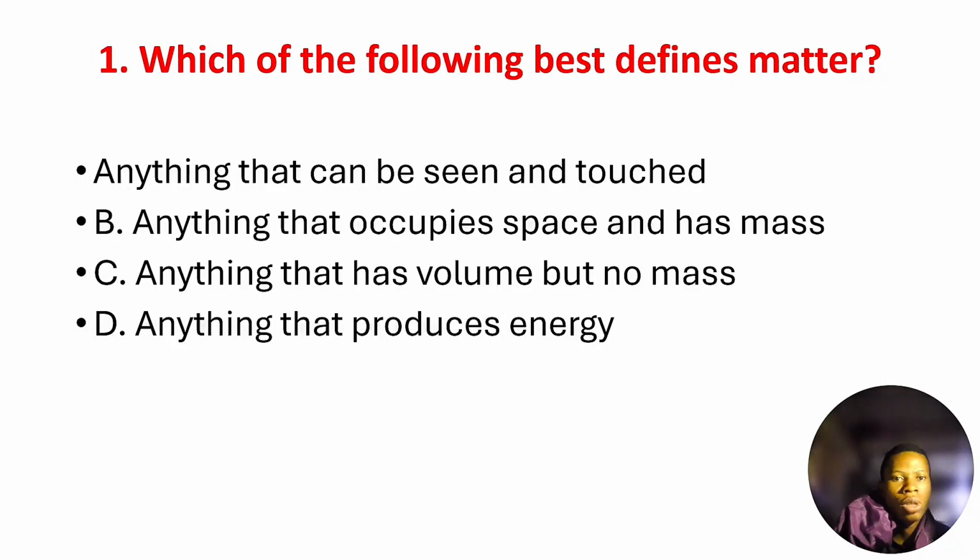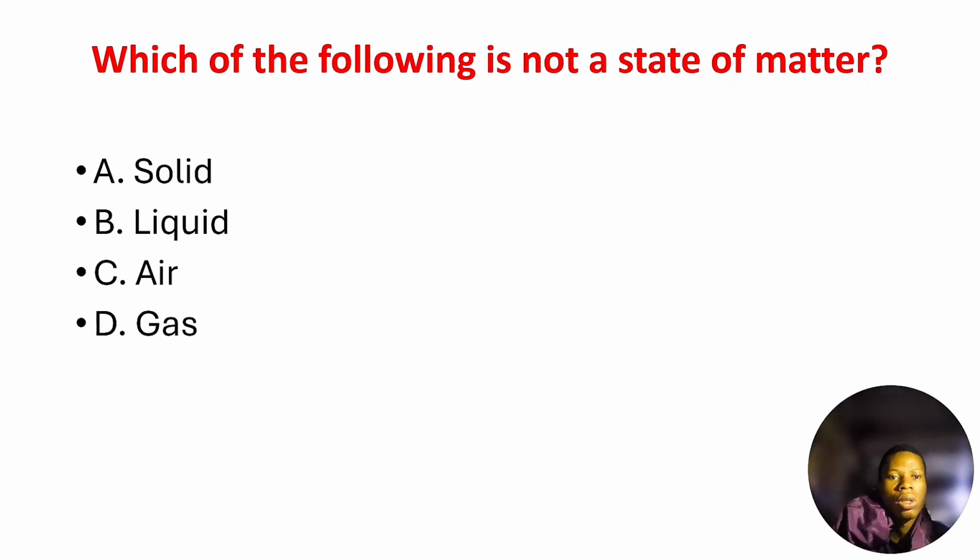Say your answer loud as you answer. Question number 1. Which of the following best describes matter? The correct answer is B. Anything that occupies space and has mass. Next question. Question number 2. Which of the following is not a state of matter? The correct answer is C.